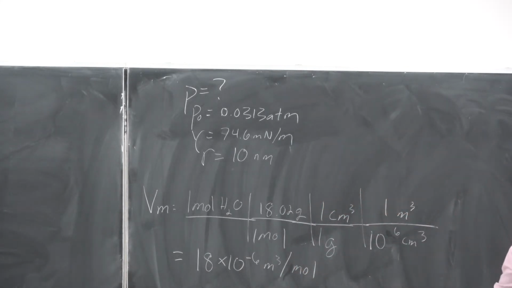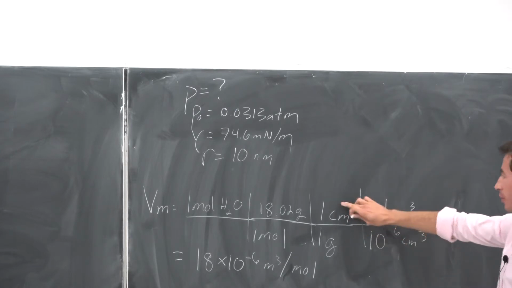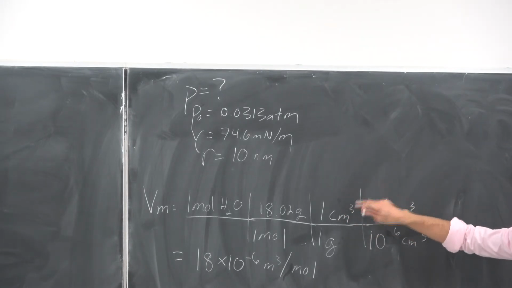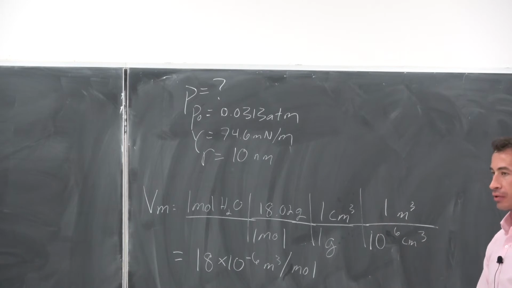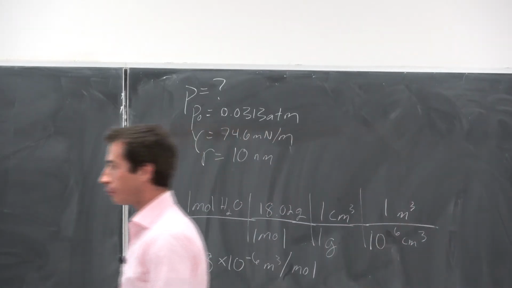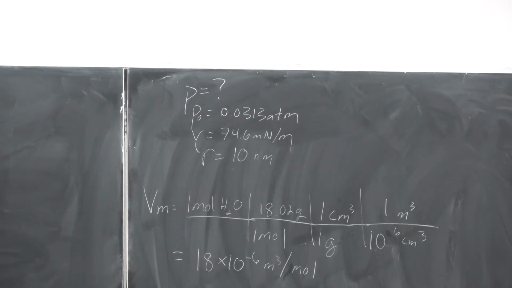Does that make sense? So you could do that for other materials. Other materials don't have this easy of a conversion factor, right? The nice thing about water is that a gram is always 1 centimeter cubed, but you could just use the density, right? Okay.